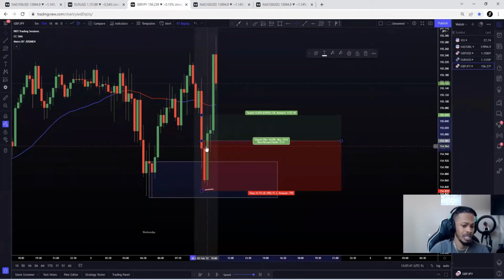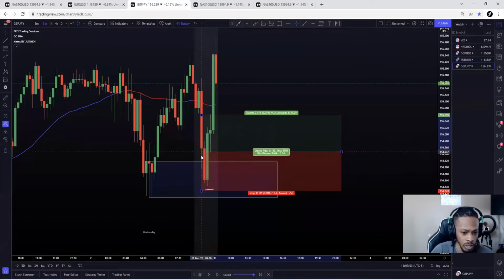Now you got a 15 pip stop loss. Ain't nothing wrong with that, because that's GJ. But you could have got in down here though and had a 10 pip stop loss. You know what I'm saying?